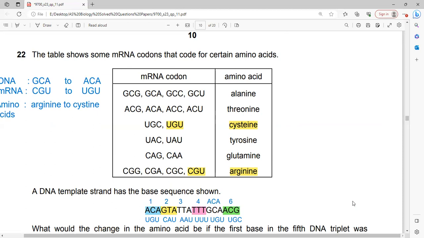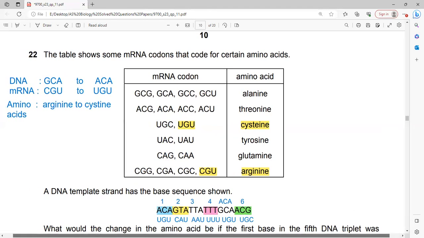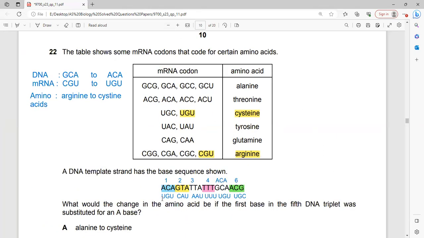Now, in this type of question, the table shows some messenger RNA codes that code for certain amino acids. In the question, the DNA template strand has the base sequence shown there. These base sequences contain 6 triplet codons in the DNA. What would the change in amino acid be if the first base in the 5th DNA triplet was substituted with an A base?